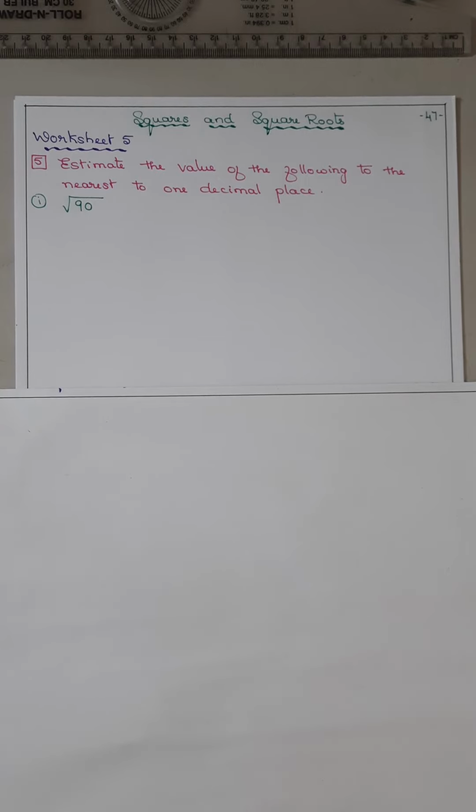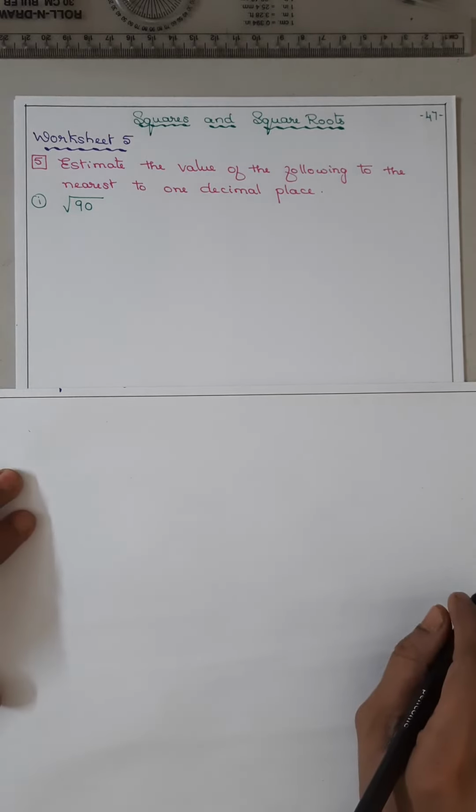We were discussing the lesson squares and square roots and worksheet 5. And now question 5, that is the estimation method. Estimate the value of the following to the nearest 1 decimal place. Here it is only up to 1 decimal place. So remember the estimation method, isn't it?